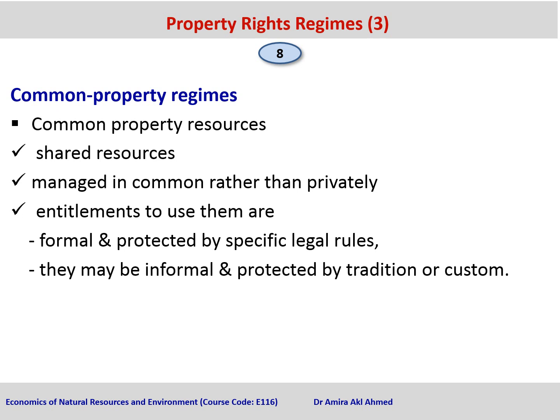Common property resources could be defined as resources that are shared and managed in common rather than privately. In other words, the property is jointly owned and managed by a specified group of co-owners. Entitlements to use common property resources are likely to be formal and informal. Formal entitlements are protected by specific legal rules, whereas informal entitlements are protected by tradition or custom.